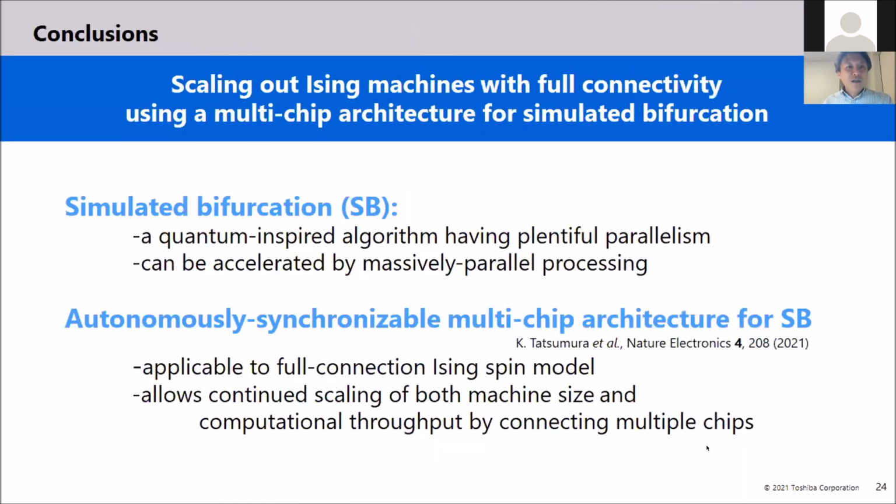In conclusion, simulated bifurcation is a quantum-inspired algorithm having plentiful parallelism, and can be accelerated by massively parallel processing. We presented an autonomously synchronizable multi-chip architecture for SB, applicable to the fully connected Ising spin model, that allows continued scaling of both machine size and computational throughput by connecting multiple chips.